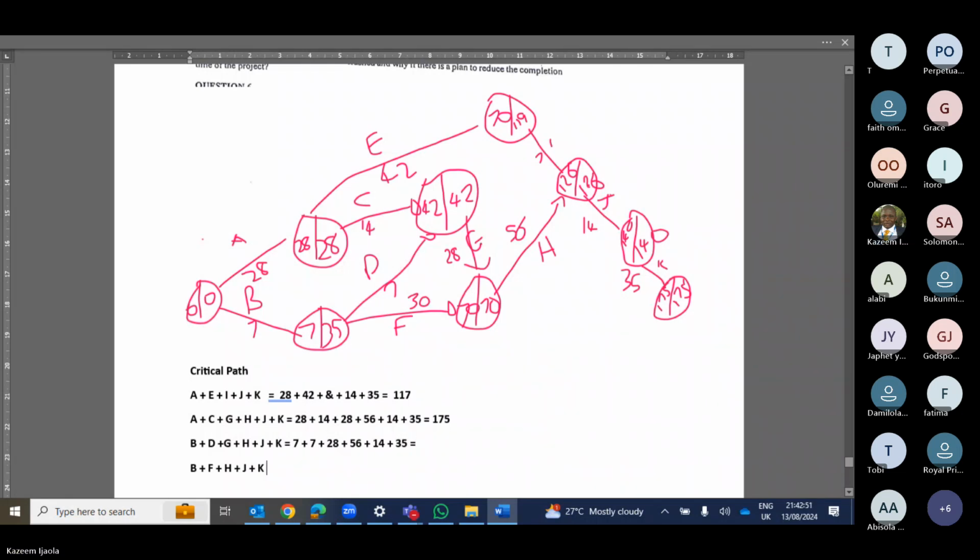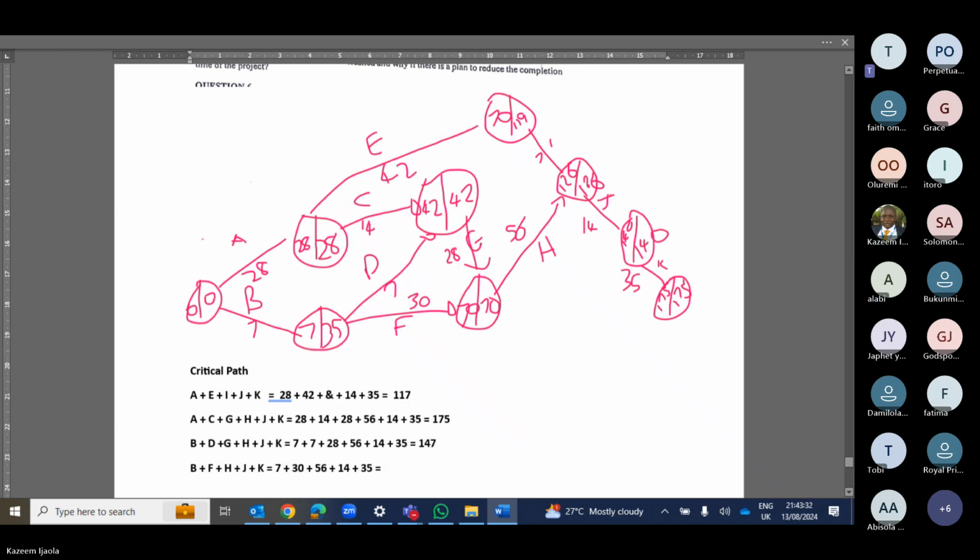Then this one will be 7 plus 30 plus H 56 plus 14 plus 35. Please help me. No time. We need to finish this question and move on to that thing, Nana. Please. So it's 147.